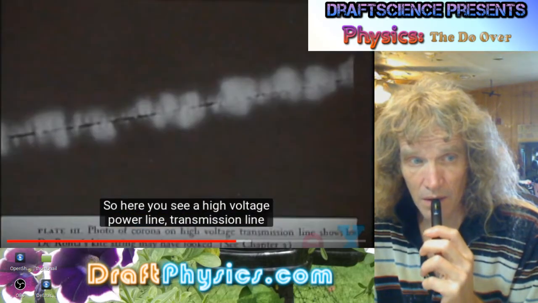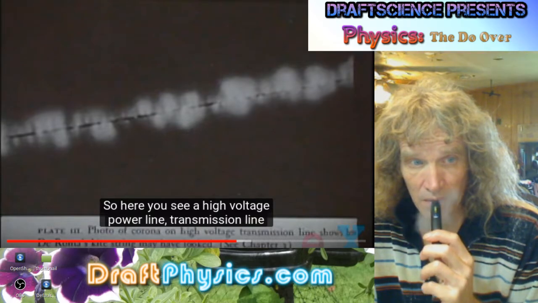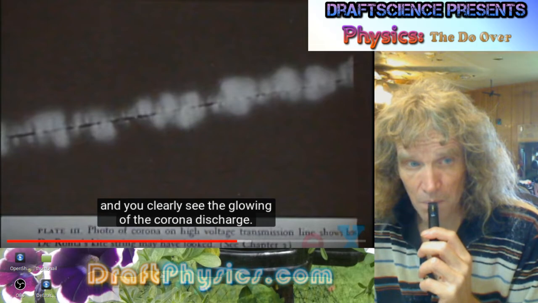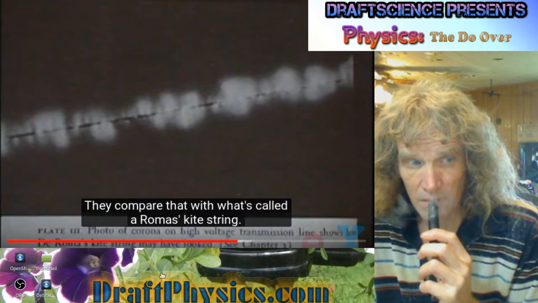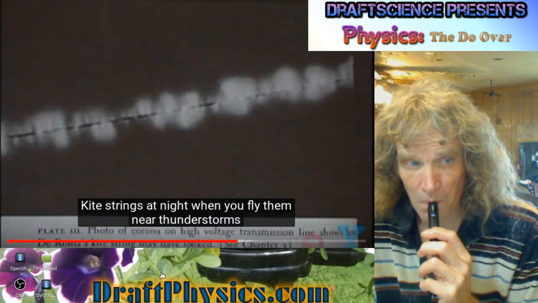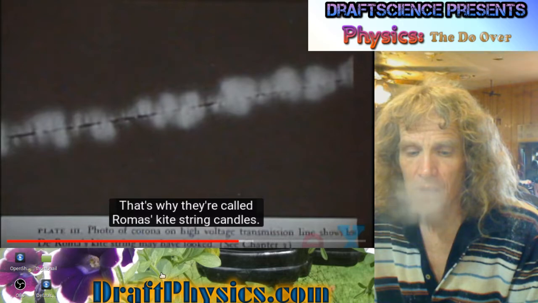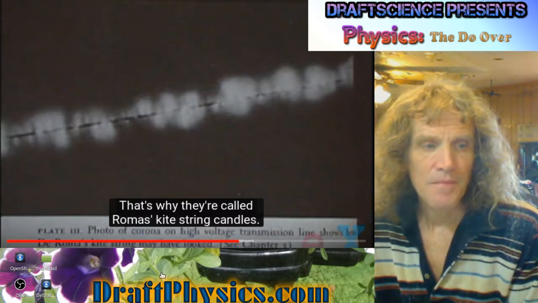So here you see a high voltage power line, a transmission line, and you clearly see the glowing of the corona discharge. They compare that with what's called Roma's kite string. Kite strings at night, when you fly them near thunderstorms, can also produce corona discharge and light. That's why they call Roma's kite string candles.